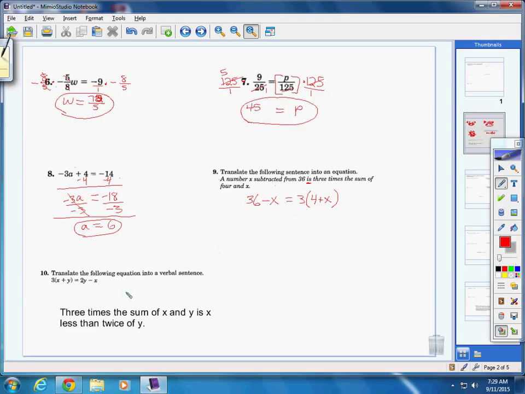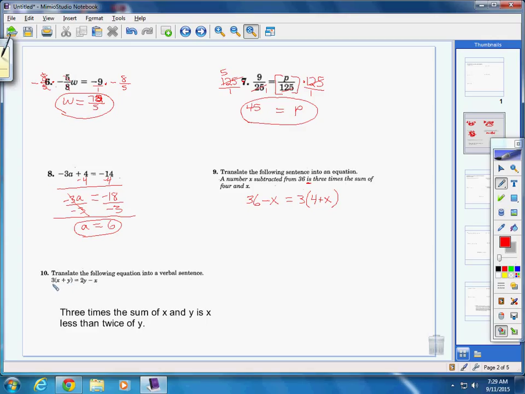Lastly, number 10, I already typed this out, but let's talk about it for a second. It says, translate the following equation into a verbal sentence. You could have had different words than what I have here. This is just how I put it onto paper. You might tell a story one way, I might tell it another. As long as they both make sense, that's what matters, if they're both factual.